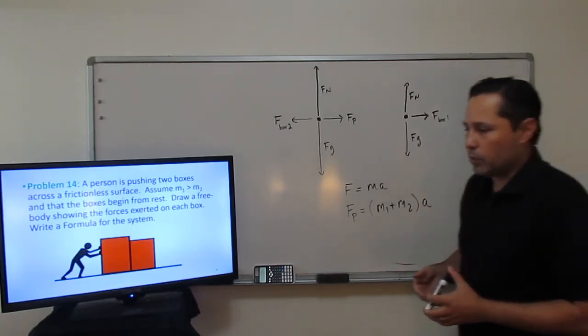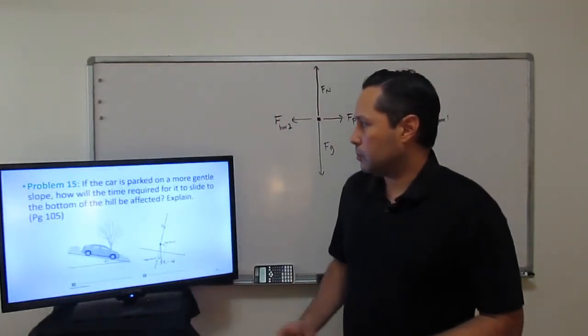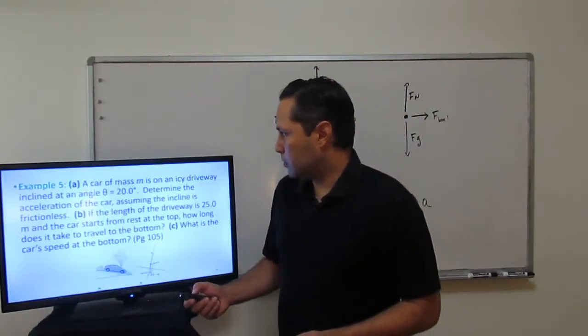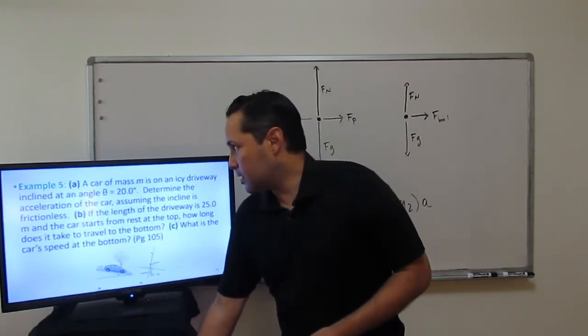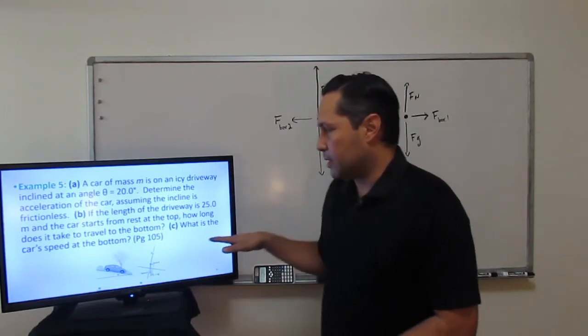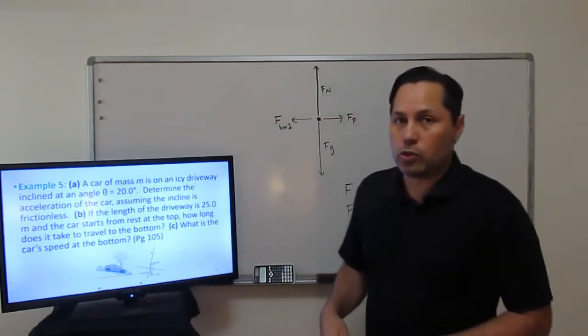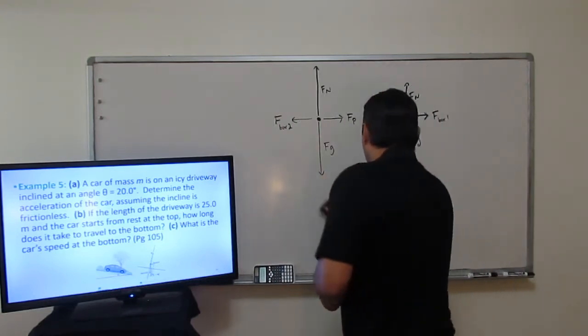Up next, we're going to move on to an example. This example, example 5, has various parts. I have part A, B, C. So we're going to get to it. It discusses a car that is on a slope, and we're going to solve this one.